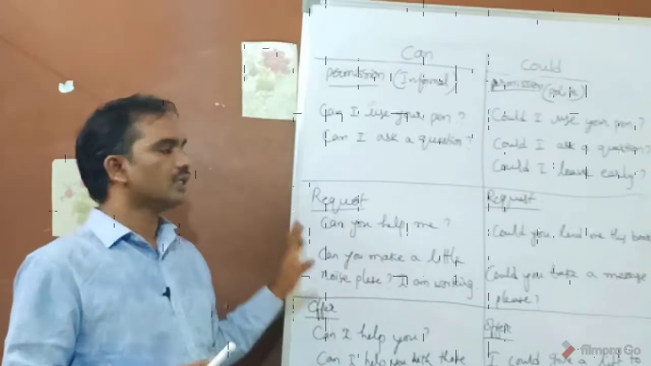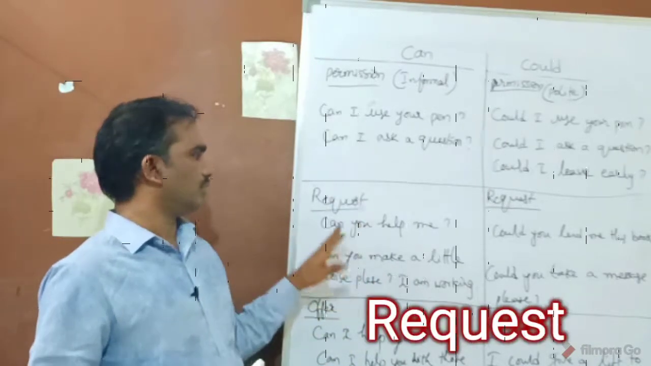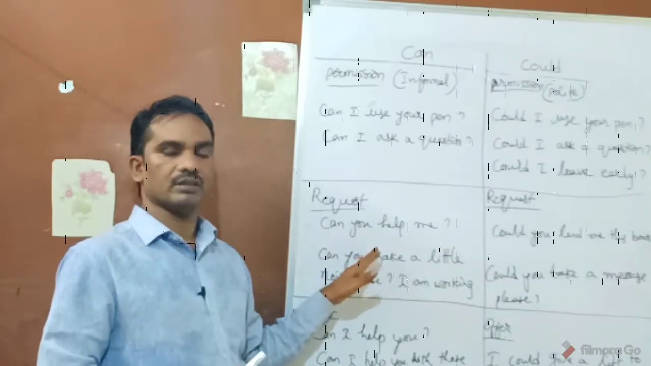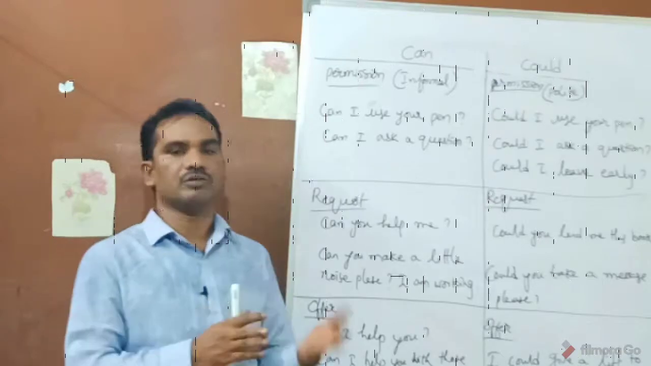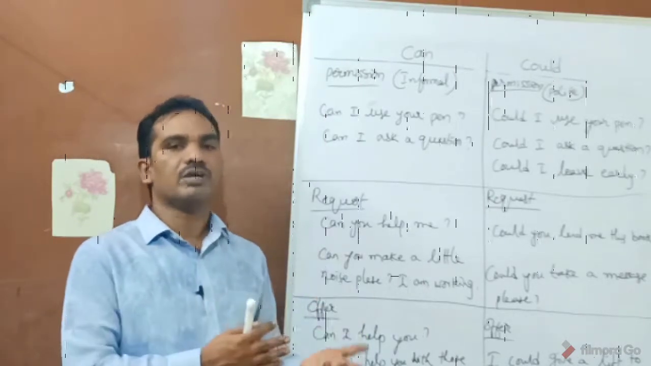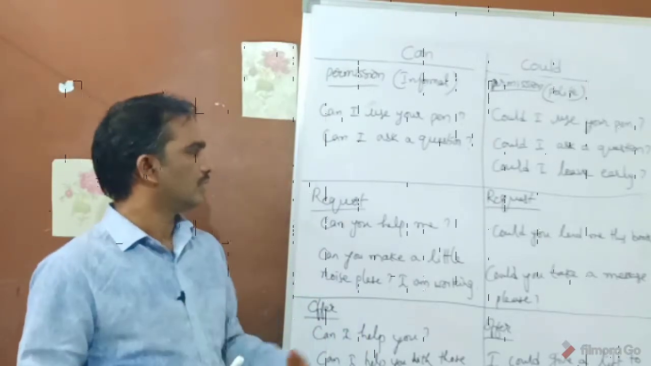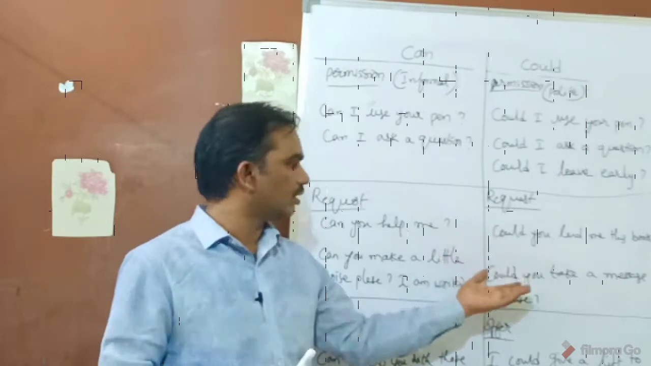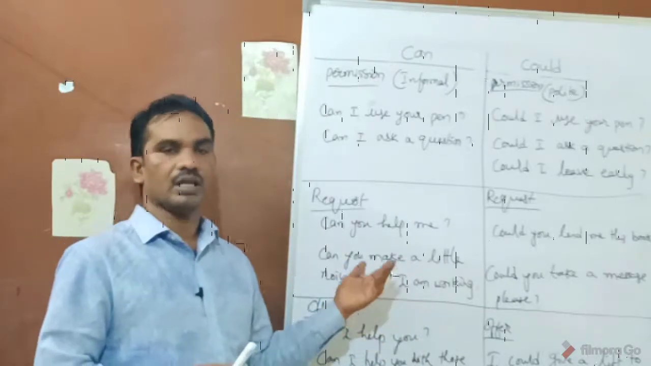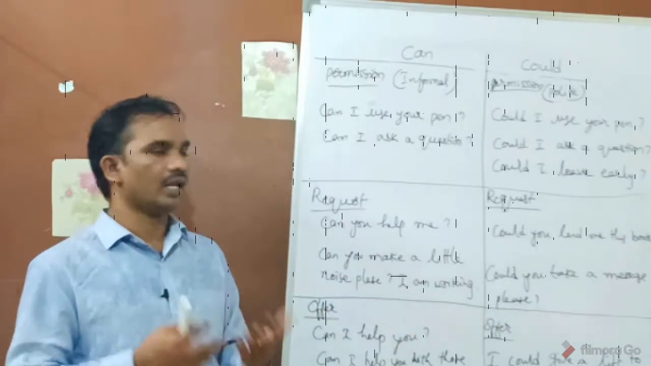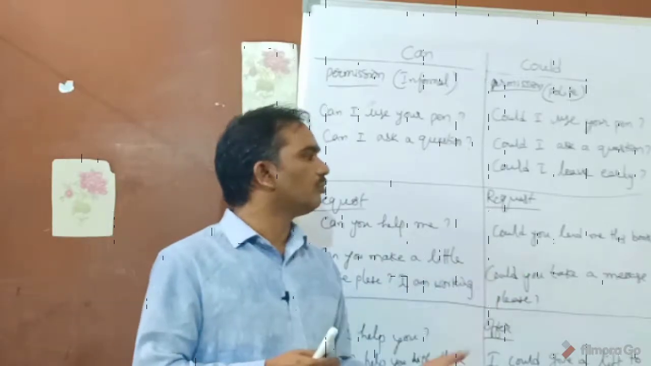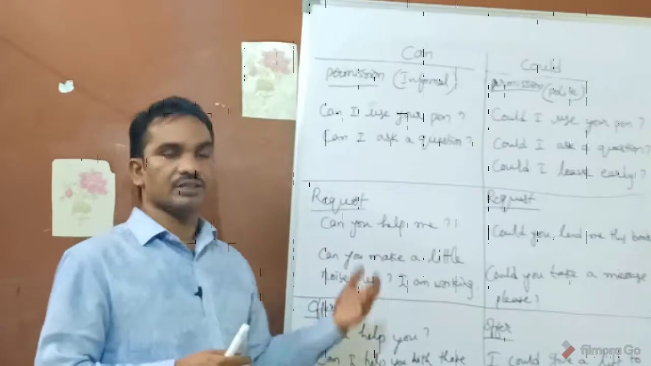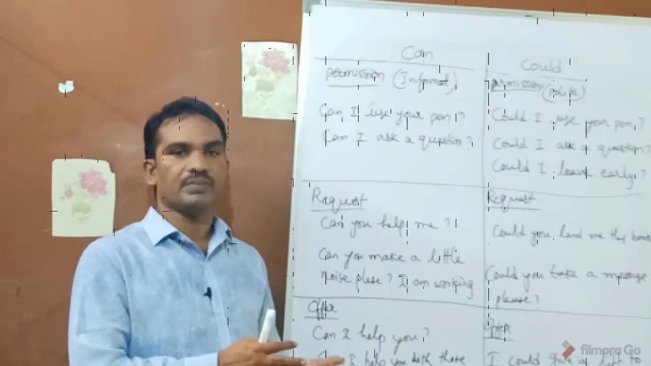So requesting: when you are requesting, you can use can and could also. Can you help me? I have some urgent work, can you help me? I need some money, can you help me? Here, could you lend me this book? This is formal, and this is informal. Can you help me? Could you lend me this book? For example, you're asking your mother or your brother, can you help me?